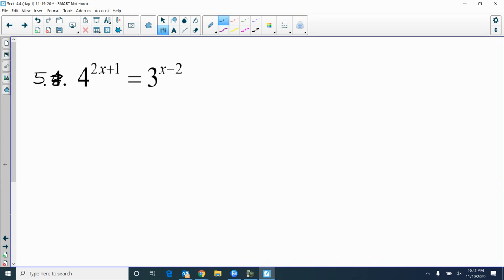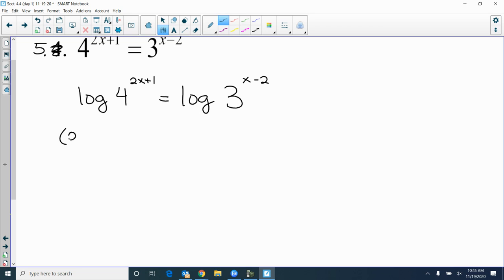So I'm going to have the log of 4 to the 2x plus 1 equals the log of 3 to the x minus 2. Now you can do natural log as well. I said that earlier, so that doesn't matter. All right, where do I go from here? What happens to that 2x plus 1? Goes out in front. What happens to the x minus 2? Goes out in front. Now, you've got to be careful here. 2x plus 1 times log of 4 equals x minus 2 times log of 3.